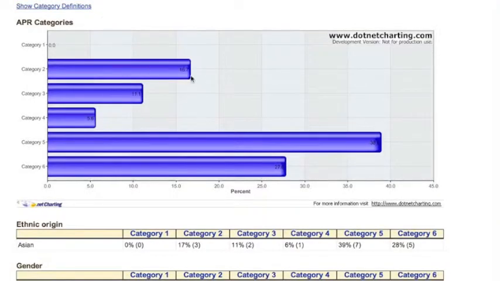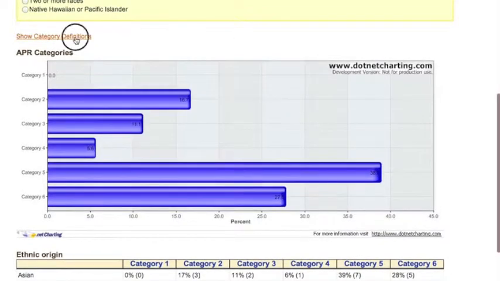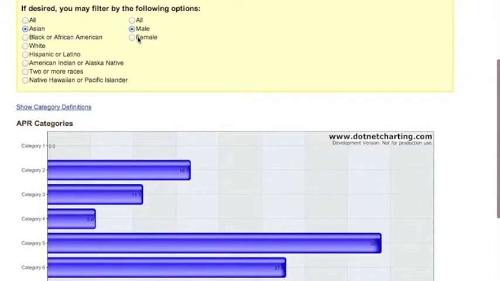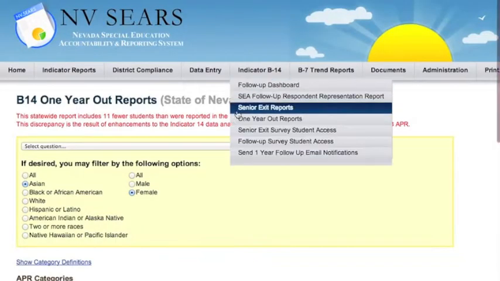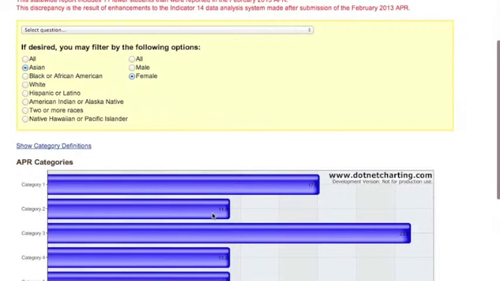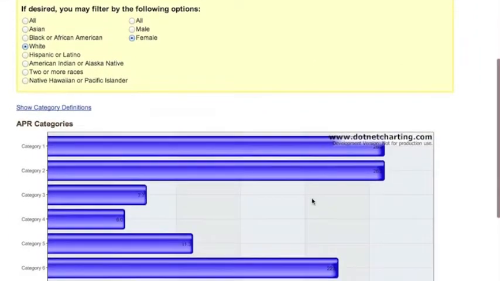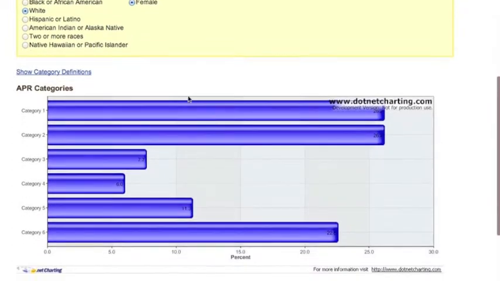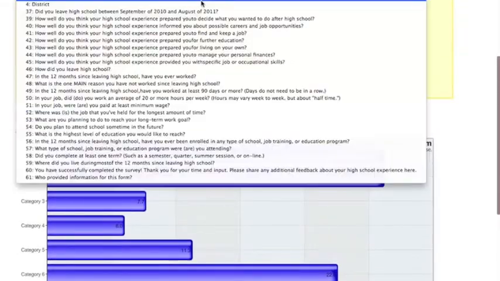So here we can see that our Asian males statewide, 16.7% of them are in competitive employment. So let's look at females and see how that compares. So 11% of females are in competitive employment. What about our white students? Okay, 26% of females are in competitive employment. So you can see, and let's look at a question here real quick.